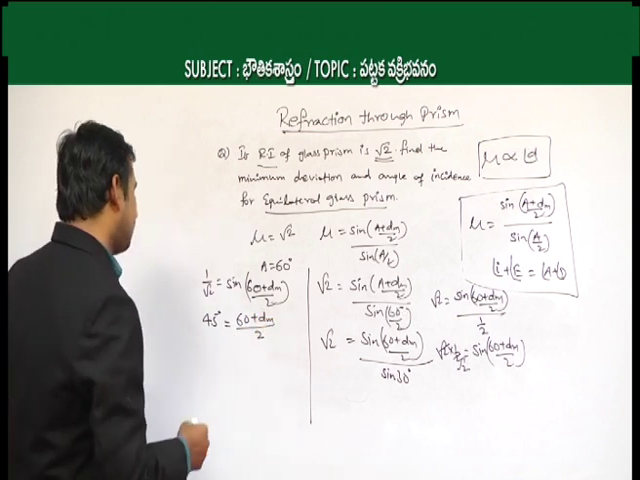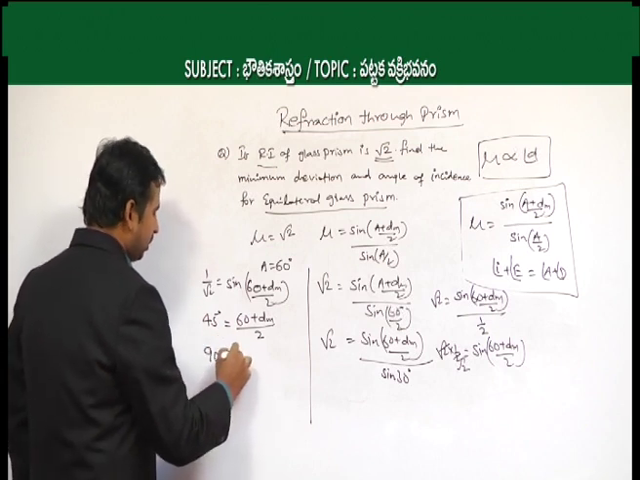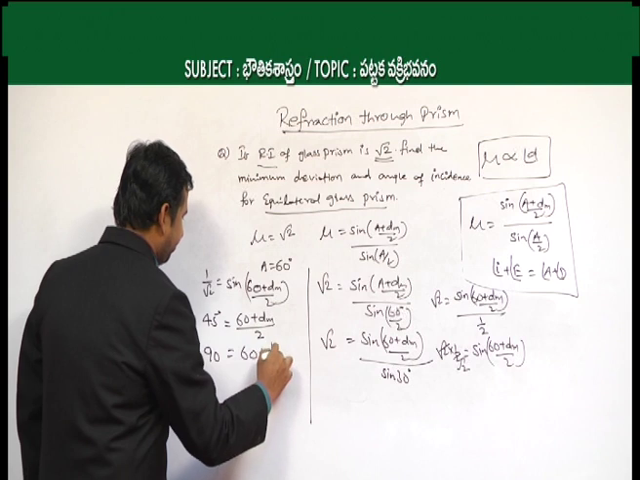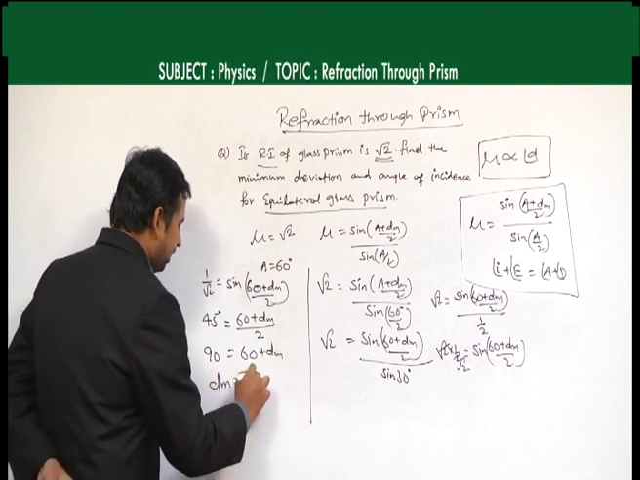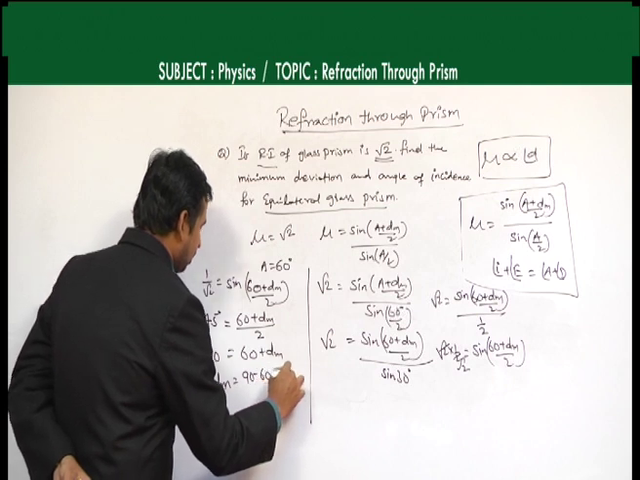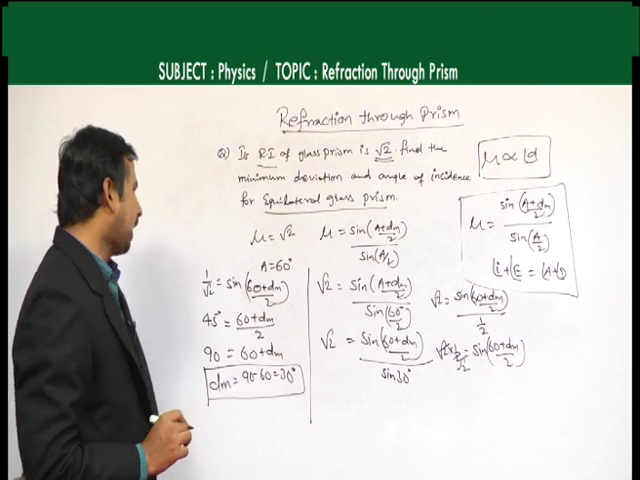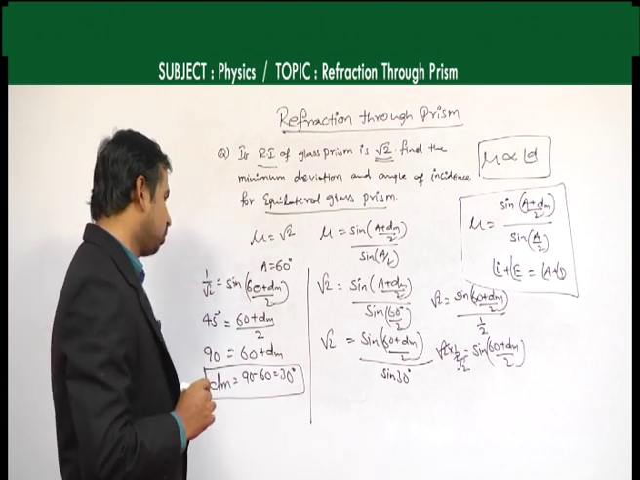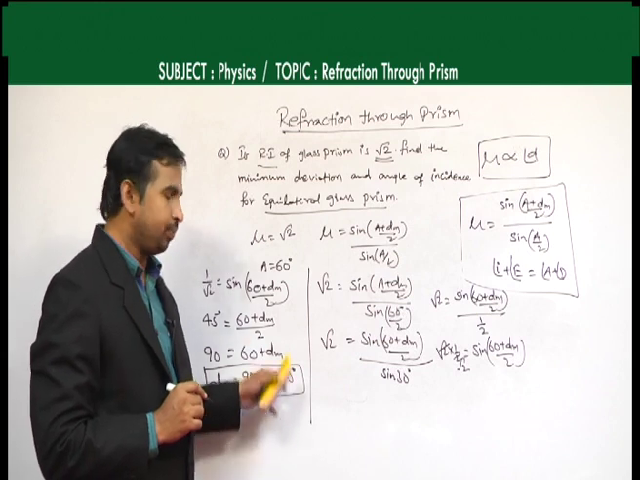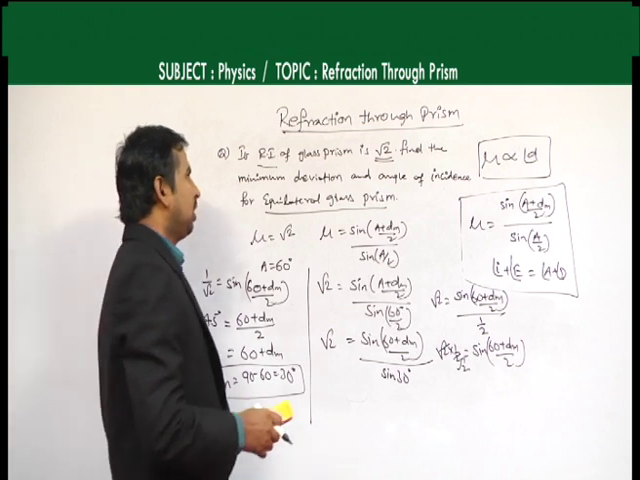Of which, the 2 coming to this side, we get 90 is equal to 60 + Dm. Then finally the minimum deviation is equal to 90 minus 60, which is equal to 30 degrees, you will get like this. So the angle of minimum deviation is 30 degrees we are getting.